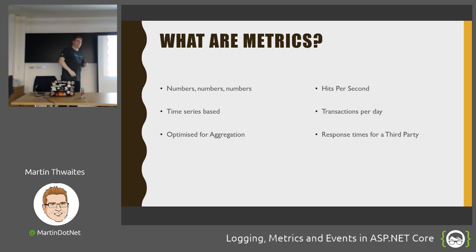And they're optimized for aggregation. So the tools that build these are optimized to basically lose cardinality. They're built to lose individual requests and roll them up so they can store massive amounts of data and provide you with trends. Some of the metrics that you've probably seen in the past, hits per second, transactions per day, all that kind of stuff, are metrics.